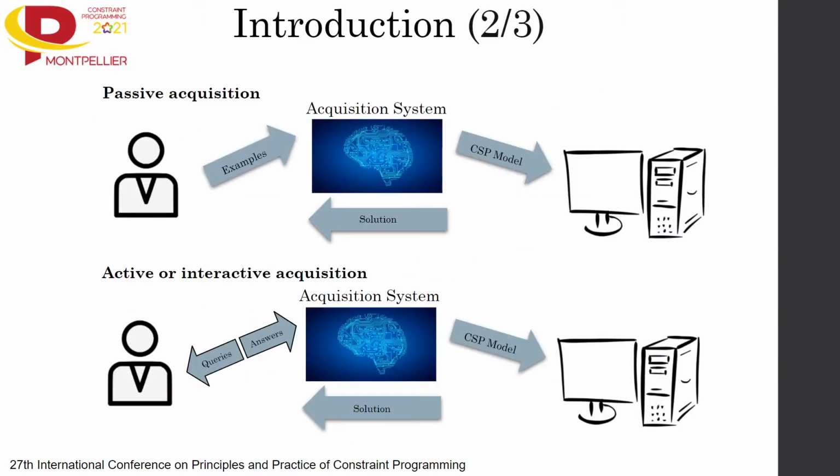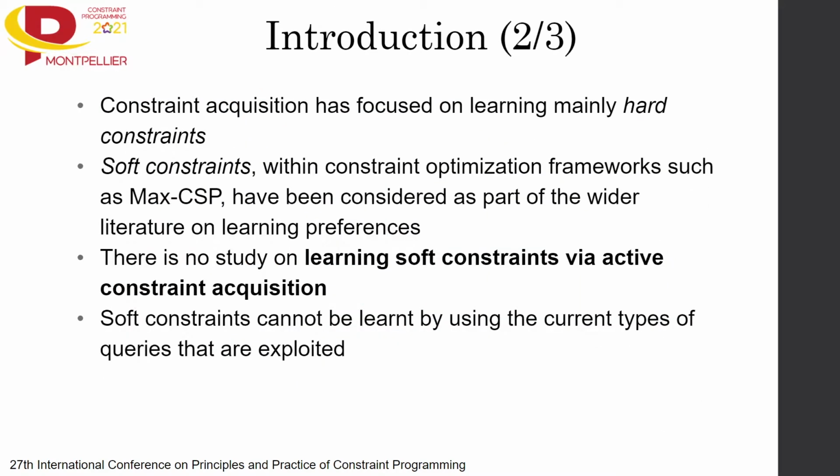Constraint acquisition can be divided in two main types, passive and active acquisition. In passive acquisition, the user gives some examples of solutions and non-solutions of the problem that she wants to model to the acquisition system. Then the system extracts a model of the problem that could be derived through these examples of solutions and non-solutions. In contrast, active or interactive acquisition interacts with the user during the acquisition process, posting queries which the user has to answer. The system then extracts the model of the problem when it has converged to its constraint network.